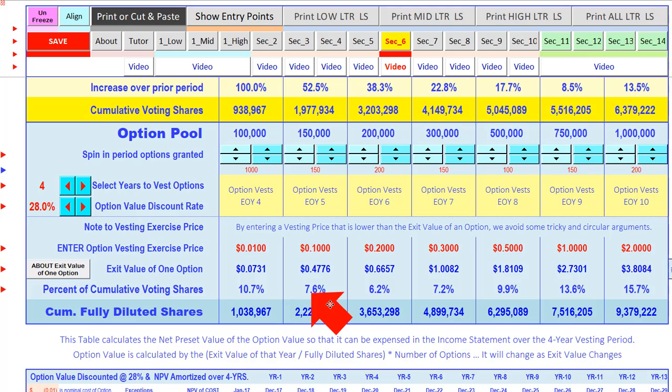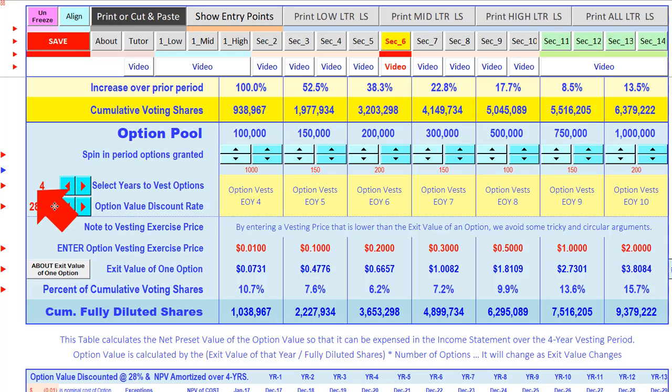by looking at each period. You're adding 7%, 6%, 7, 9, 13. Here we add 15% to the total outstanding shares just in this one period. So that's really a lot of options. The option pool. You want to spin in some options.